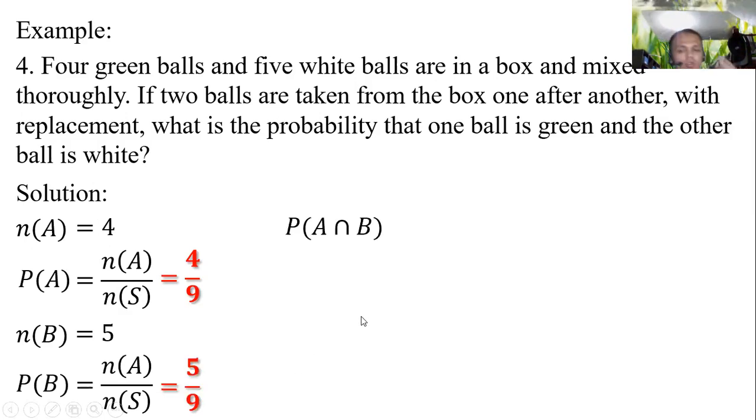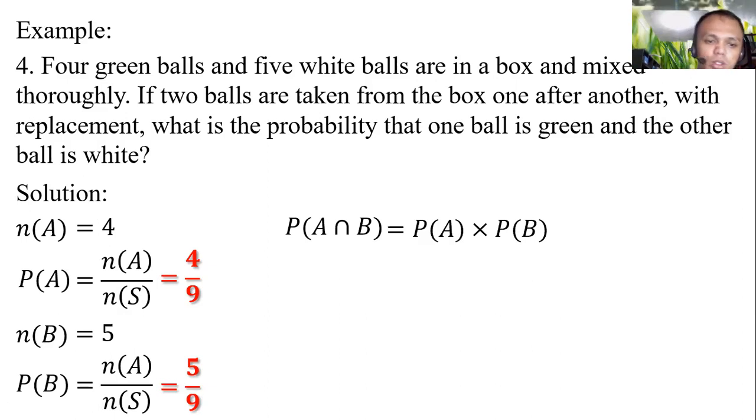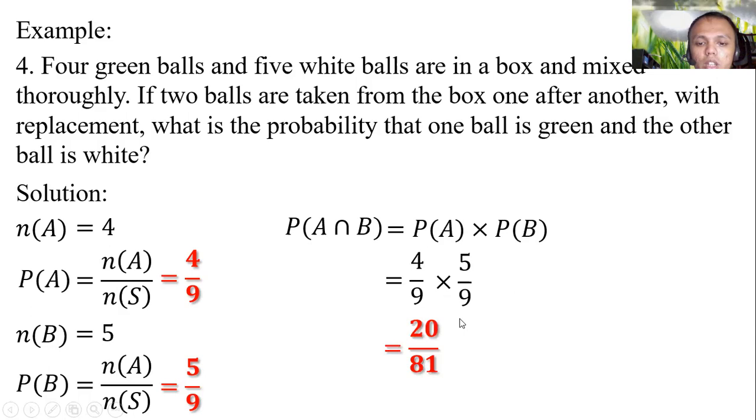Now, okay, for the intersection of A and B naman, since independent siya, by the way, independent siya kaya parehas pa rin yung sample space nila. Okay? Parehas pa rin yung denominator. Now, multiply natin 4 over by 9 times 5 over by 9, no? That would be equal to 4 times 5 is 20, 9 times 9 is 81. Okay? So that is our probability of the intersection of these two, the probability that one ball is green and the other ball is white.